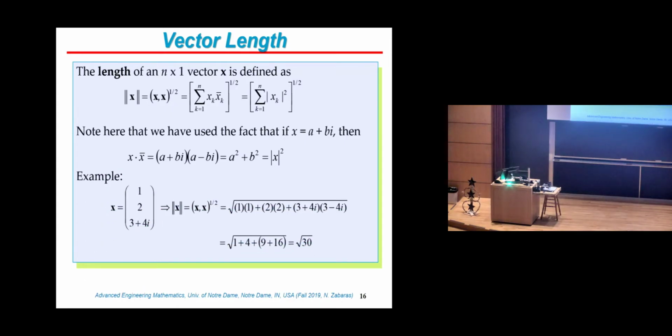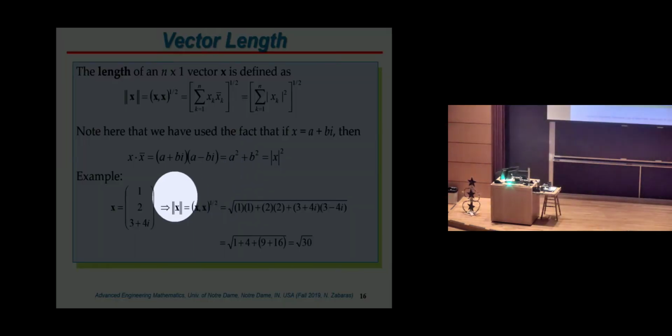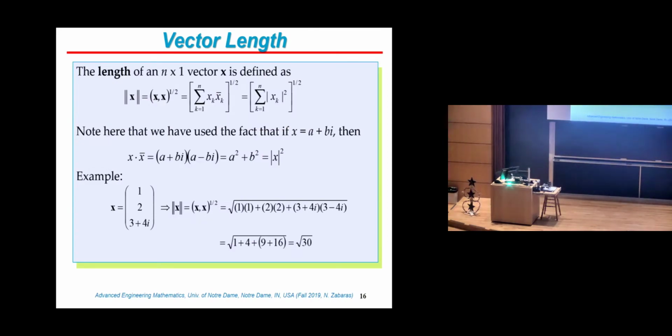So if, for example, I want to find the magnitude of this vector, you notice here I have 3 minus 4i, so 3 plus 4i times 3 minus 4i. Nothing new.